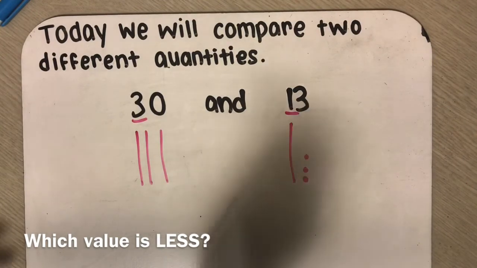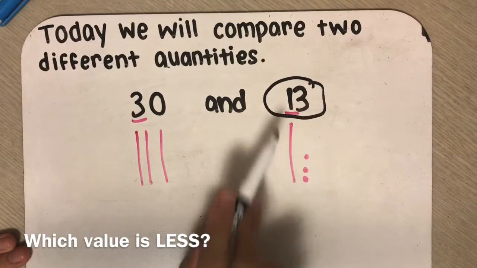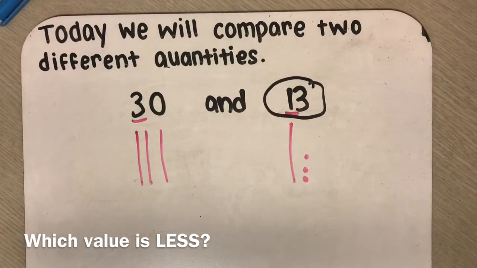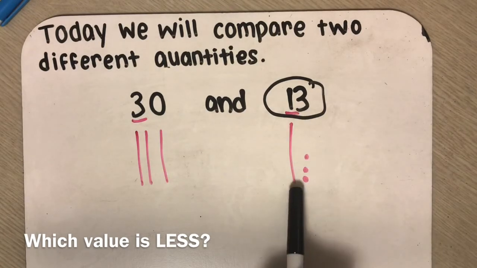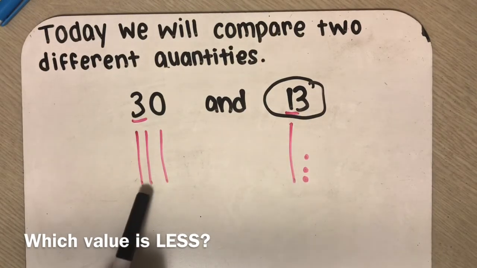If you said 13, you are correct. We know that 13 is much less than 30. We know this because 13 only has 1 ten, while 30 has 3 tens.